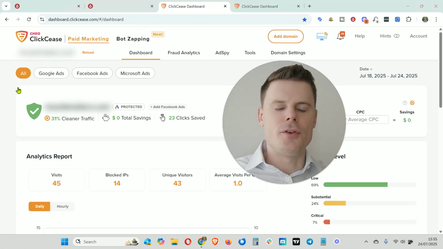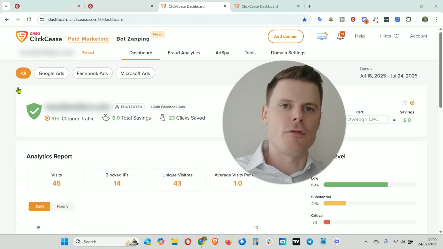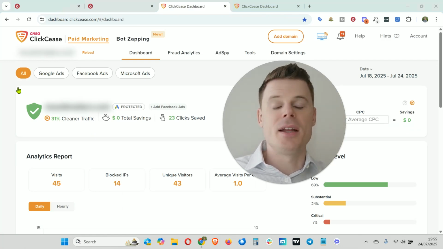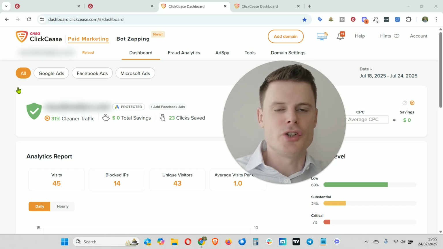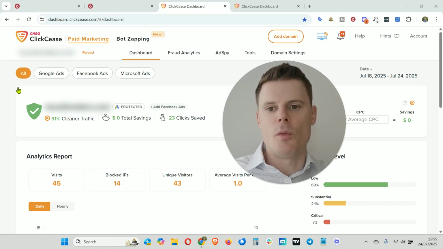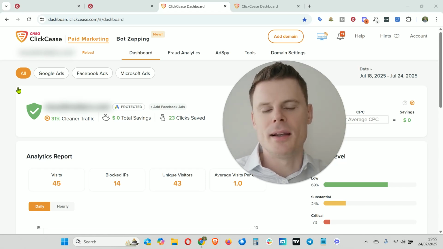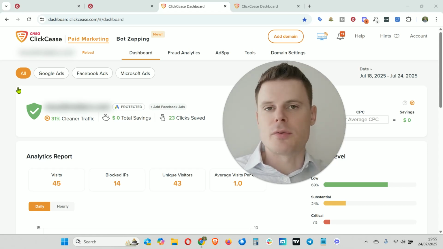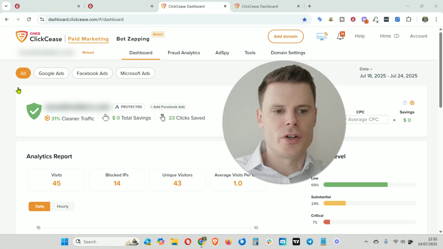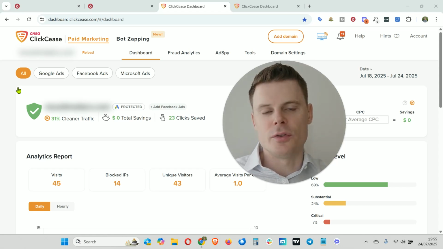Now, another way to help reduce the amount of fraudulent traffic being generated by your campaigns is to use a third-party solution. We're looking at an example here, which is ClickCease, and they're one of the market leaders. This is not a sponsored video, but they're just one of the service providers that I use for clients in order to help reduce fraudulent traffic, and it can be very useful to use.